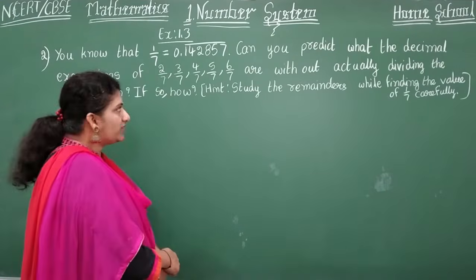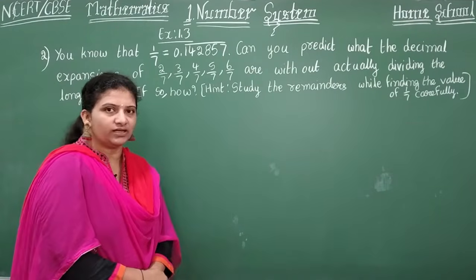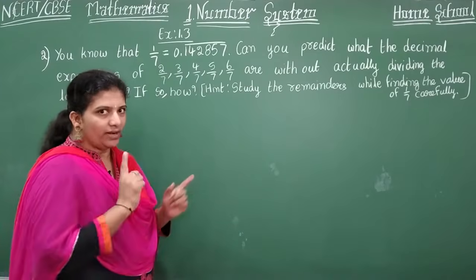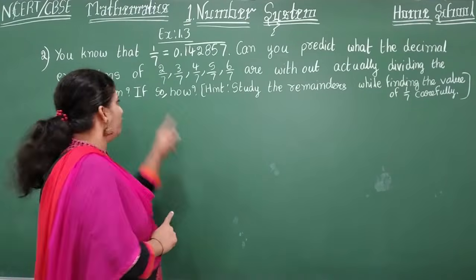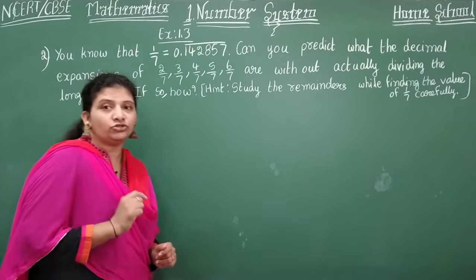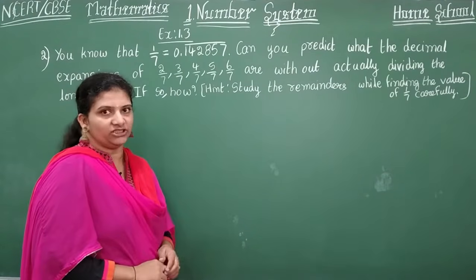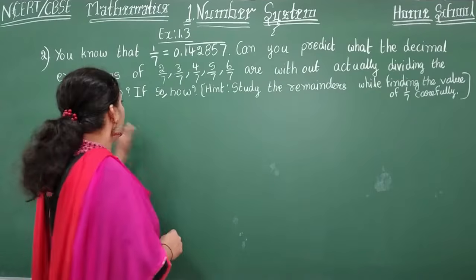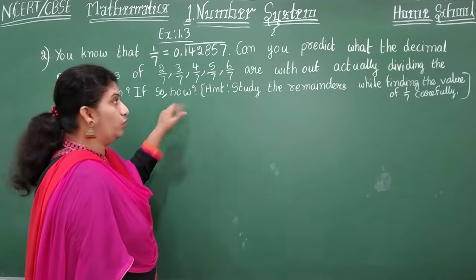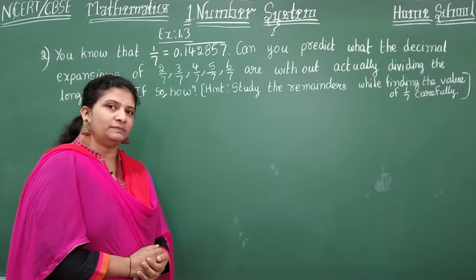Okay. So what is the statement here, children? We are giving you the 1 by 7 value. You need to find all of these, but you should not divide. You should not use any long division. That is the thing given here. If so, how can you find them?